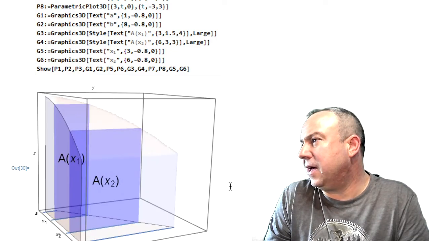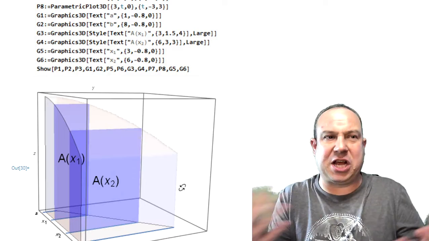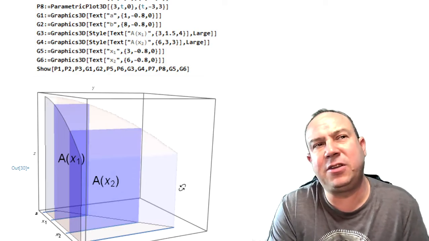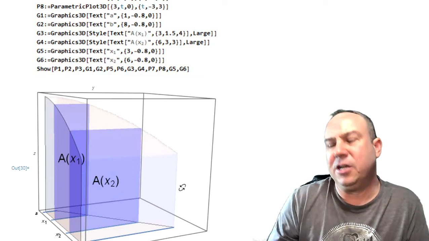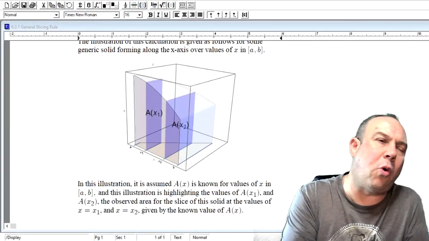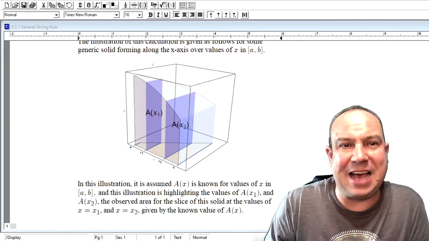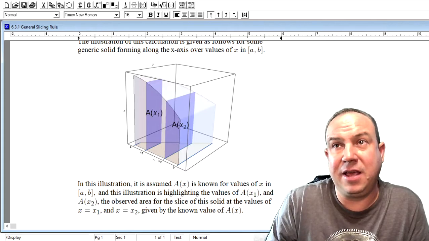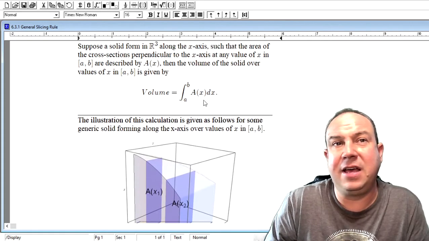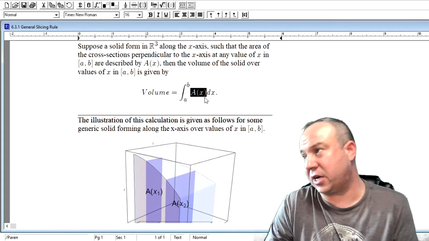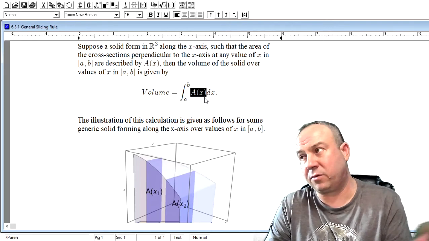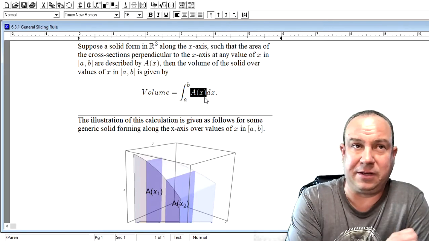In general, we assume that is given to us here, and that is what the general slicing rule requires in its calculation. It does require that we have that description of the cross sections perpendicular to the axis over which this solid is forming.